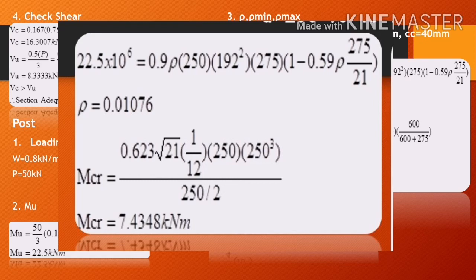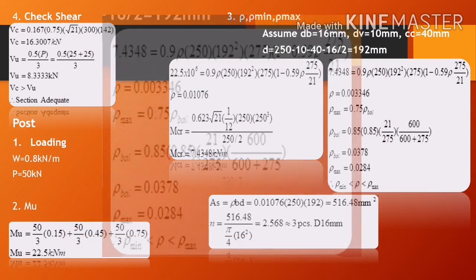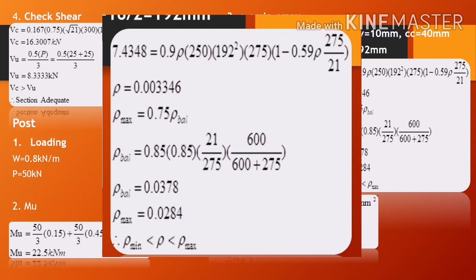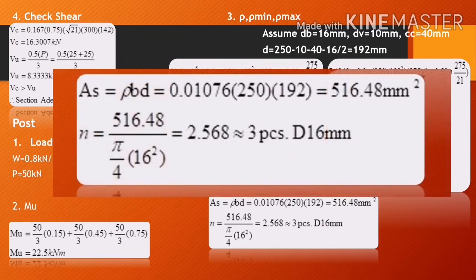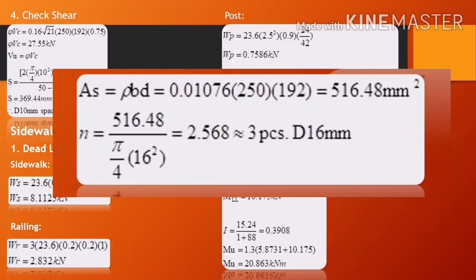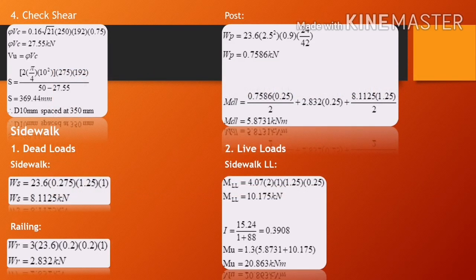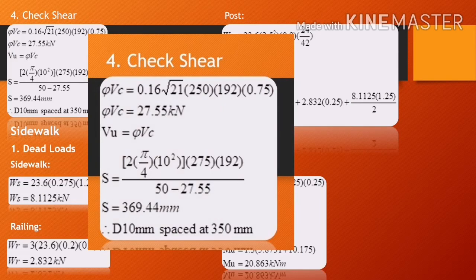0.01076. Same equation of Mcr for railings to be 7.4348 kN·m and a minimum steel ratio of 0.003346. Balanced steel ratio of 0.0378 and maximum steel ratio of 0.0284. The area is then computed with the formula As = rho b d and is valued to be 516.48 mm squared and divided with the area of single 16 mm bar diameter to know the quantity of reinforcing steel bars to be used. Then, compare the actual shear versus the shear strength of concrete.